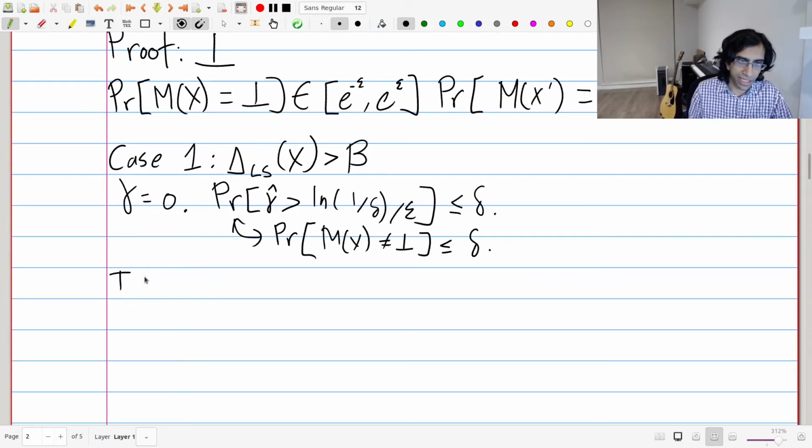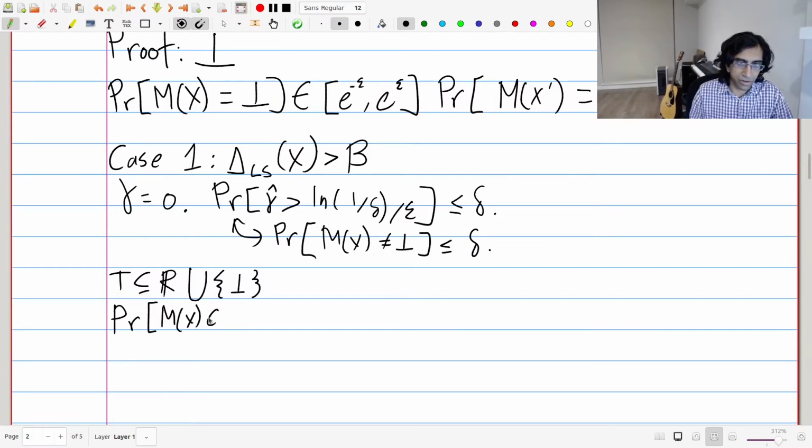So let T be some subset of the output domain. Remember, we're looking at real valued functions, but we're also combining this with the symbol bot in case the algorithm just decides that it's going to give up and not try to output anything. So let's look at some specific event here. What we're going to do is break this probability down in the following way. I'll write it first and then we can explain it.